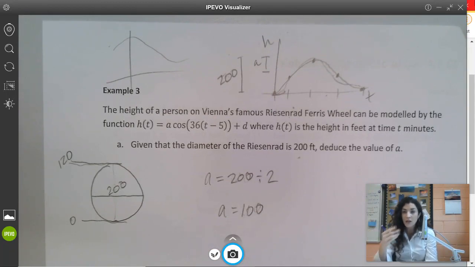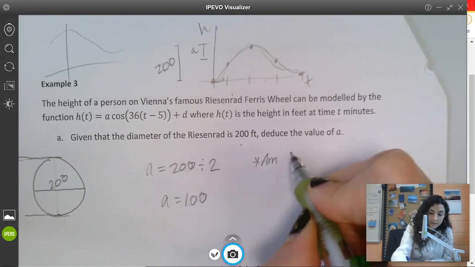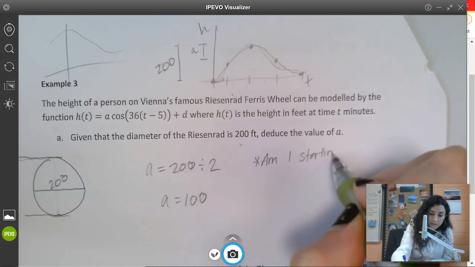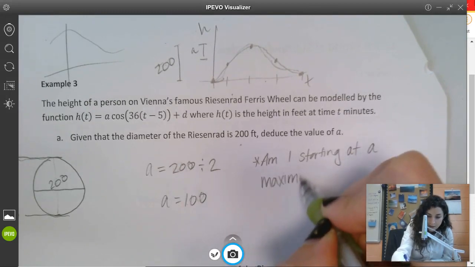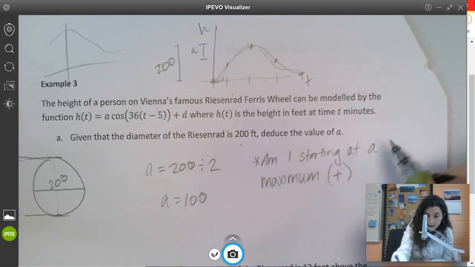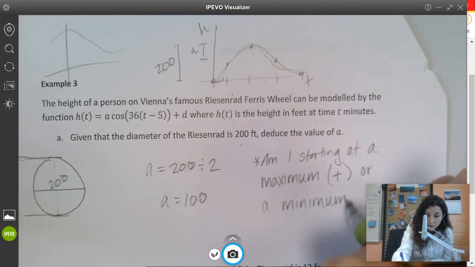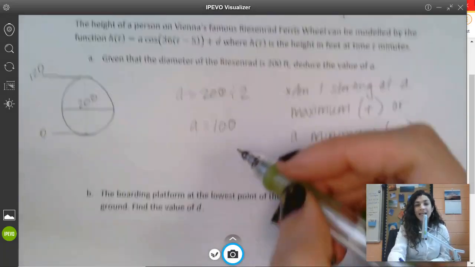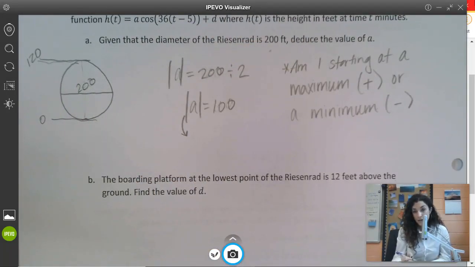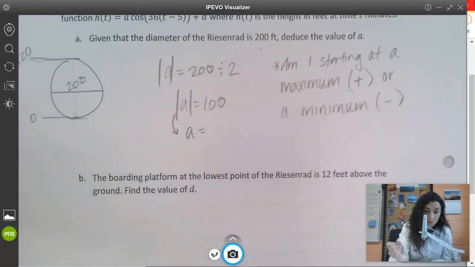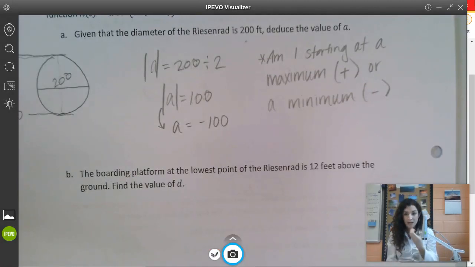So you'll always need to double check that now that we're getting to the last level of this modeling unit. You always need to think with A, am I starting at a maximum, which would make this positive, or a minimum, which would make A negative? Technically, the absolute value of A is your amplitude. So A would be then negative 100 because we're starting at a minimum.